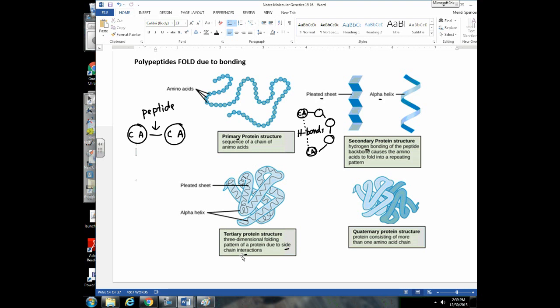And then finally, when we have several polypeptide chains coming together, then it makes that final structure of the protein. So again, these are ideas related to protein synthesis that we talked about earlier in the year, and I just wanted to emphasize this information.